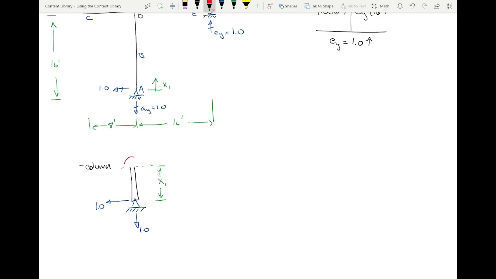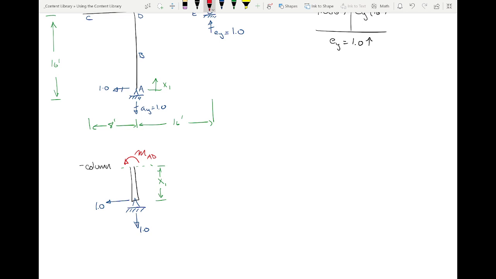And there is an internal moment in this member. We'll call it MAD. What is MAD? It's x, right? Because I have 1 times x going this way, I've got to have 1 times x going the other way. So MAD is x1. Valid from where to where? 0 to 16.